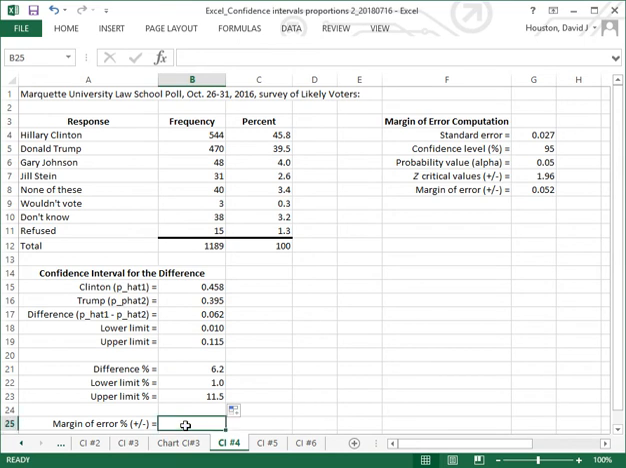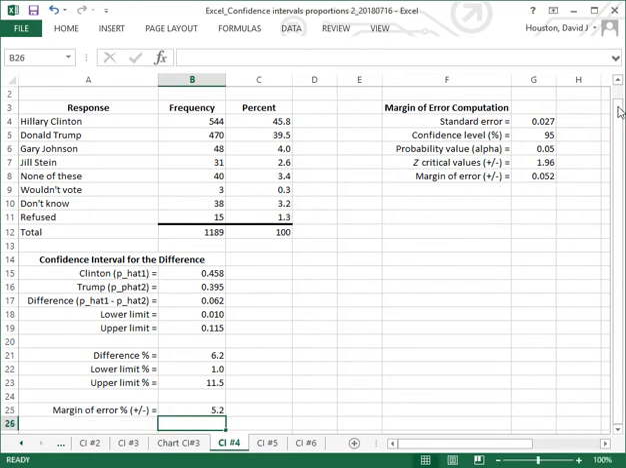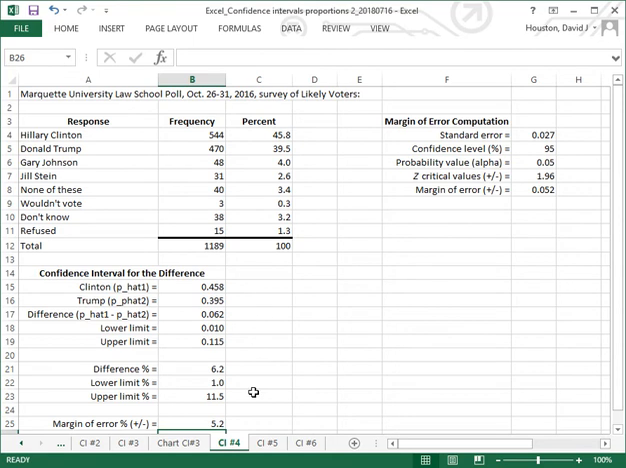And now I'm also going to take the margin of error and multiply that by 100 to report it as a percent. So we see then that this confidence interval constructed around the 6.2% difference between Clinton and Trump actually has a margin of error of 5.2%. Now, if we look at the lower and upper limit, because 0 is not contained in this, we would say then that this sample likely came from a population where Clinton does have a statistical lead over Trump.